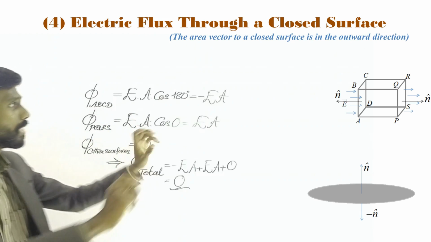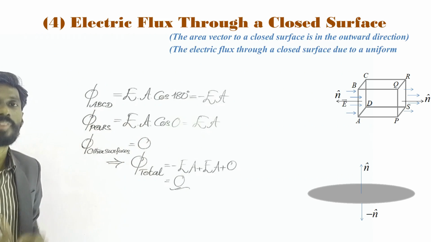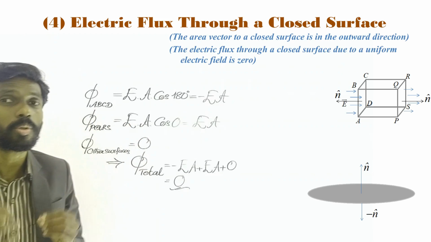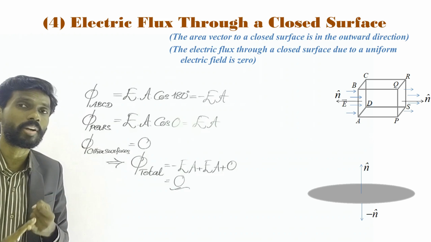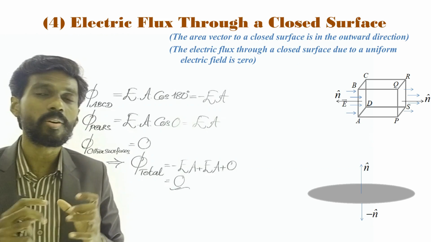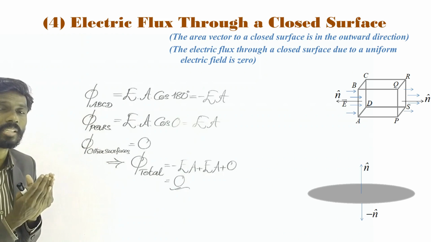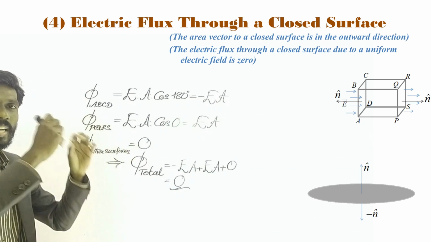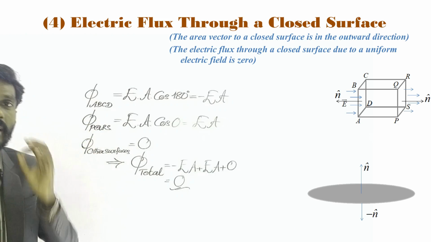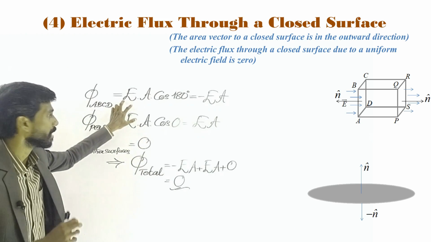Do you understand? So let us have this conclusion. The electric flux through a closed surface due to a uniform electric field is 0. Alright, it is very important. Only for a uniform electric field is the electric flux through a closed surface 0. What is a uniform electric field? It is constant for all values. At any point in space, the electric field is the same. It has a constant value, or E is a constant.